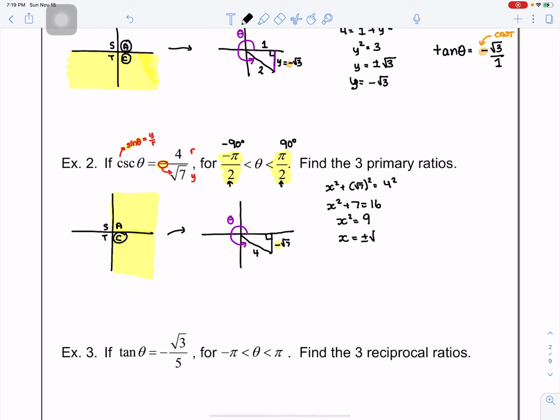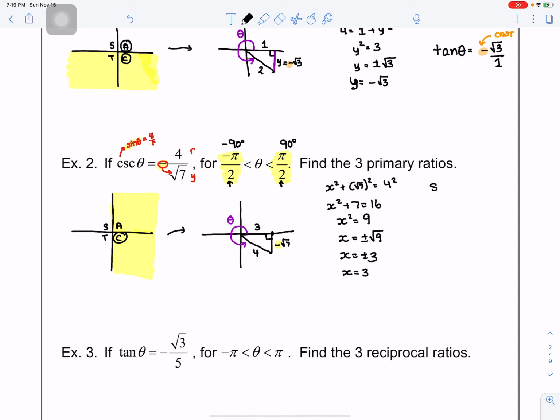Square root both sides, and I get the square root of 9, which is plus or minus 3. Now, because I'm moving in the positive x direction, I'm going to use my 3, and I'm going to state that my x is only equal to +3 because I'm moving in the positive direction.